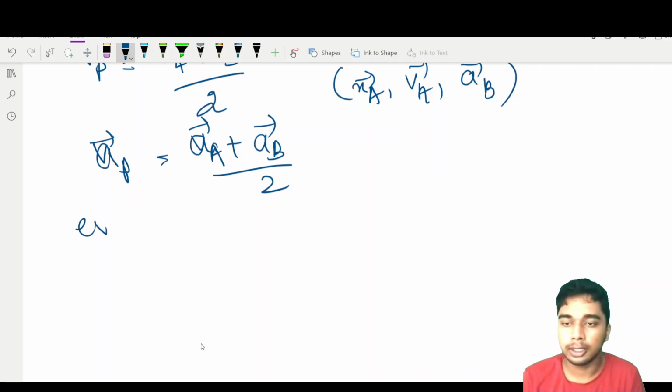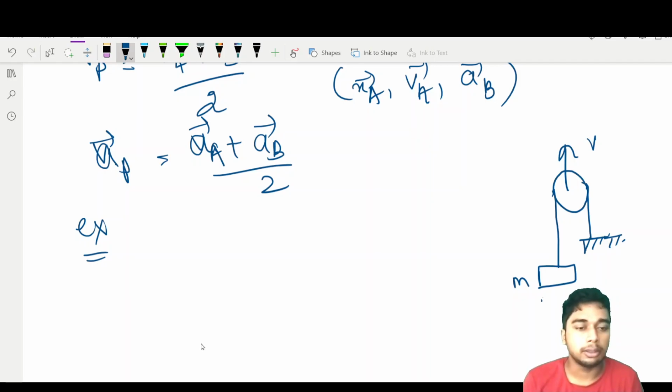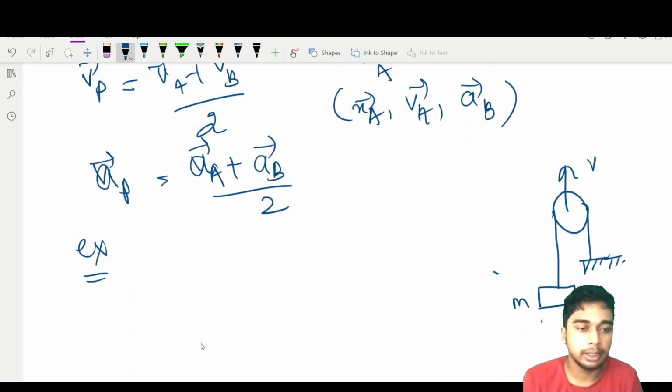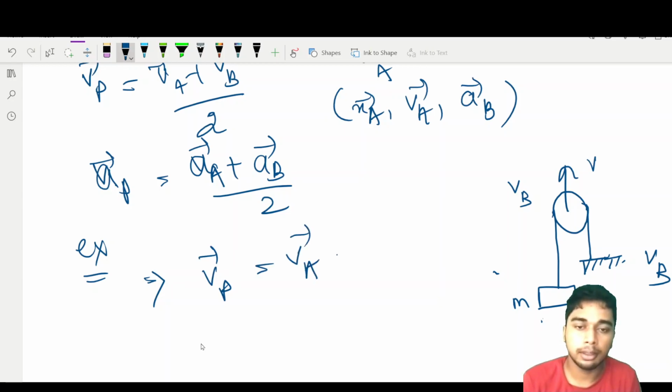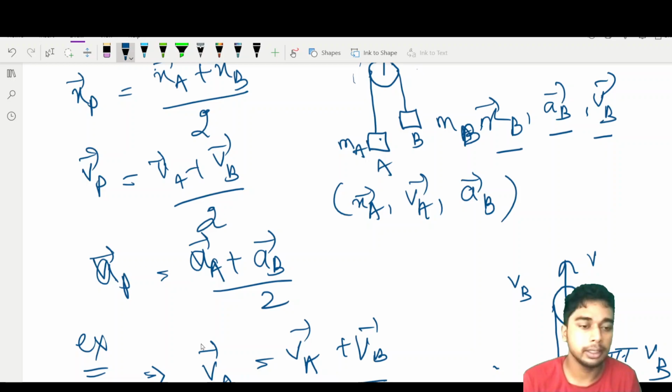For example, I'm considering an example. I fixed this one, and I consider this is a mass, and here the pulley is just moving with velocity v. So we have to calculate what is the velocity of m. From the above relation, I say this is VA, this is VP, and here it is VB. So VB is 0. So VP is equal to VA plus VB divided by 2, because B I already fixed it, so VB will be 0. Only the pulley is moving up and the mass is moving up.